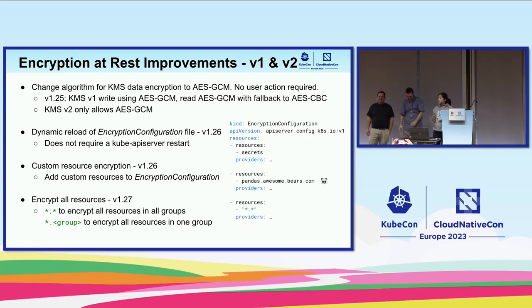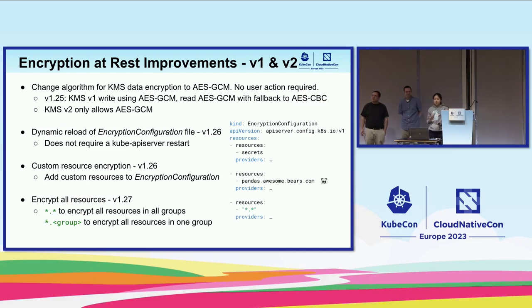So yeah, before we start talking about V2, I want to cover some of the enhancements we've added for both V1 and V2. Some things like, for data encryption, we've moved on from AES CBC to now GCM. So starting from 125, you actually get write with GCM by default, and it could also fall back to CBC. And for KMS V2, it defaults to GCM. And for folks who actually have to rotate their secrets, now you have dynamic reload, so you no longer need to restart your API server, yay. And that you get in 126.